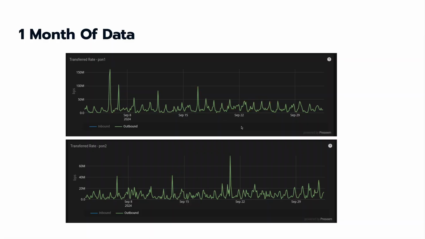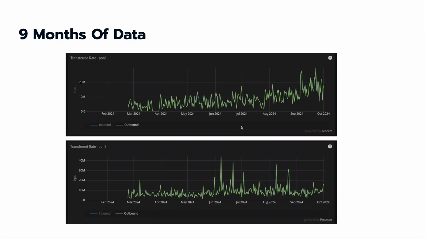So let's zoom out more. So we're looking at 9 months of data now, and now this gets more interesting. With this level of data, you can see a pattern emerge. Looks like PON 1 is growing, and it looks like PON 2 is relatively flat compared to PON 1. So if I'm looking at where I should upgrade my network, I'm going to put my money on PON 1.